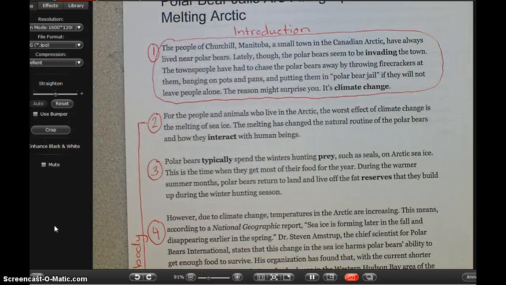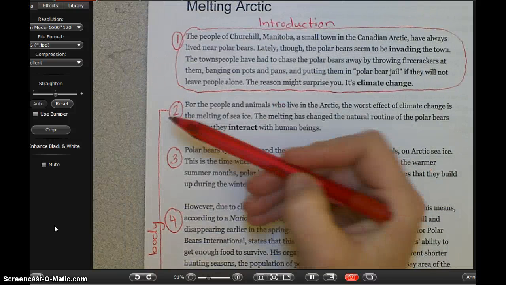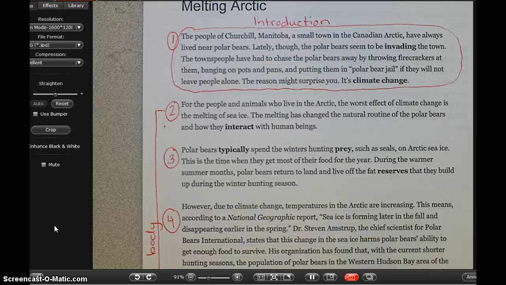All right, the next step we want to do is we want to read each paragraph. We're going to underline the main idea, and then we're going to write a blurb on the outside. The blurb is what the paragraph is about.